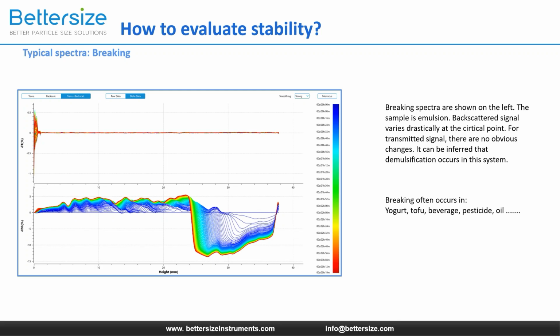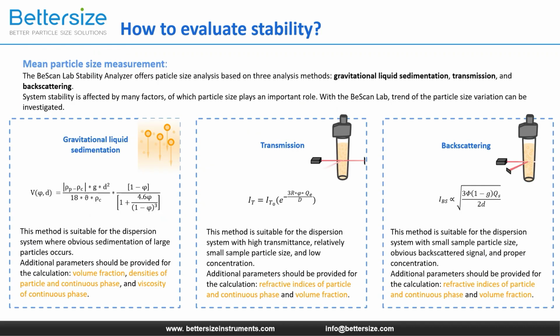Along the scanning direction, we can see a sharp drop in the backscatter signal, which is the interface of these two phases. Breaking often occurs in tofu, yogurt, beverage, and oil. In addition to stability analysis, mean particle size measurement can be carried out as well.